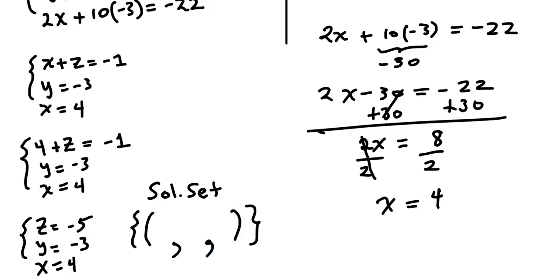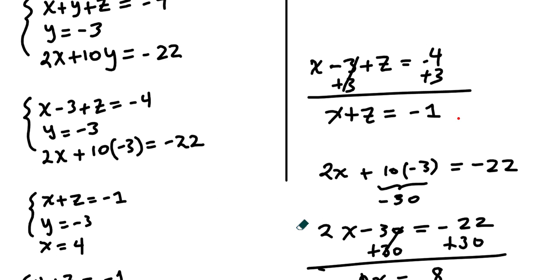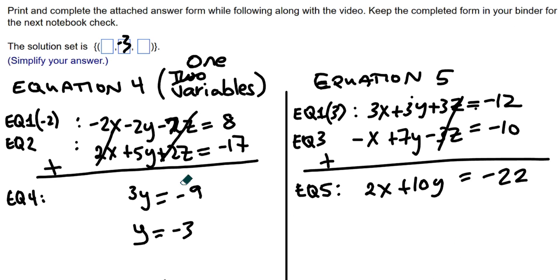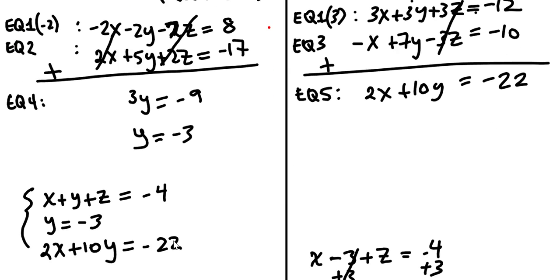They have to be in the right order. 4, negative 3, negative 5. So that is my solution set, right? So this actually worked out so nicely because we got lucky with that first step. We were able to actually uncover one of our values right off the bat, which doesn't always happen. Just a nice feature of this particular example.